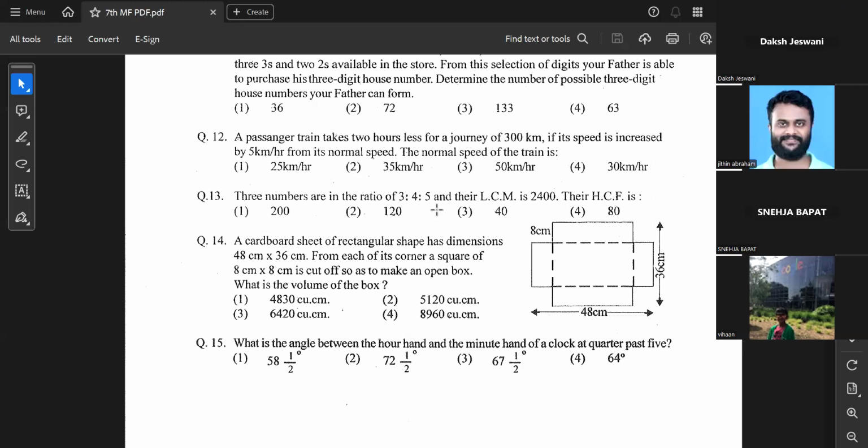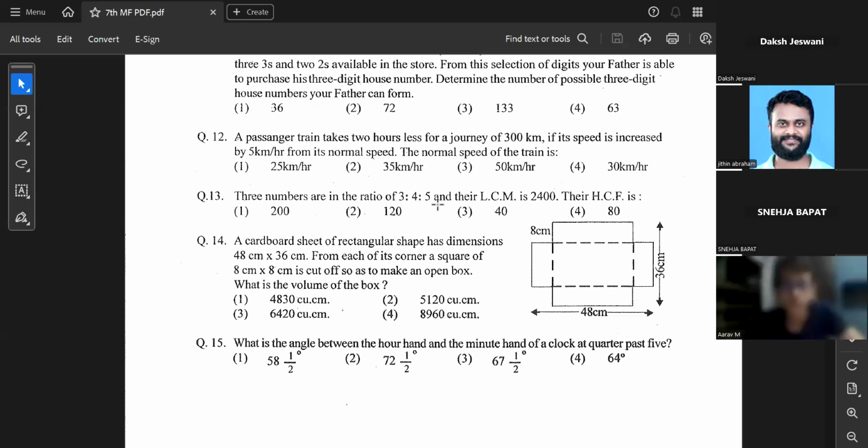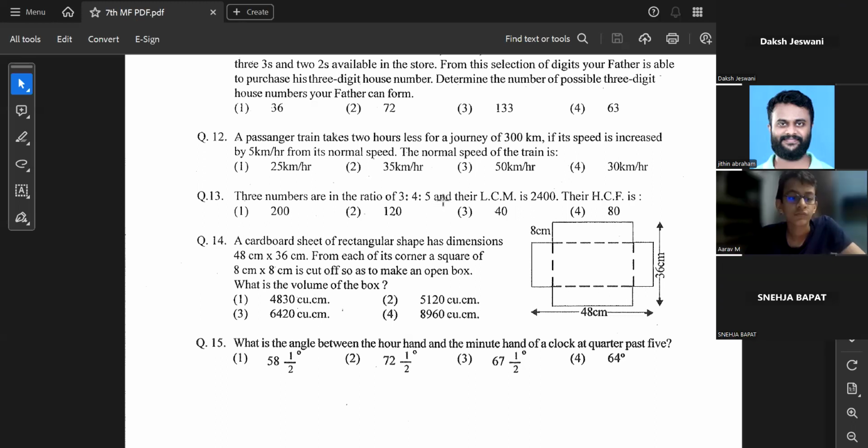Yeah, somebody said 12. Yes, sir, 12 and 14. 12 and 14. Okay.